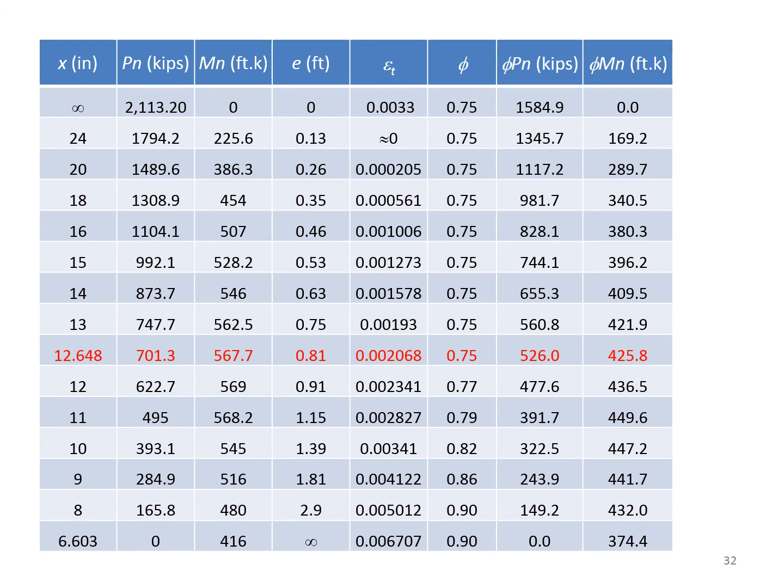Here is a summary table. Please notice that the balance condition is shown in red, and if you look at the first column, the Pn0 is computed as 2113.2, and if you look at the last row, you notice that Pn is equal to 0, and that pretty much corresponds to a case of pure bending moment, with the eccentricity approaching infinity.